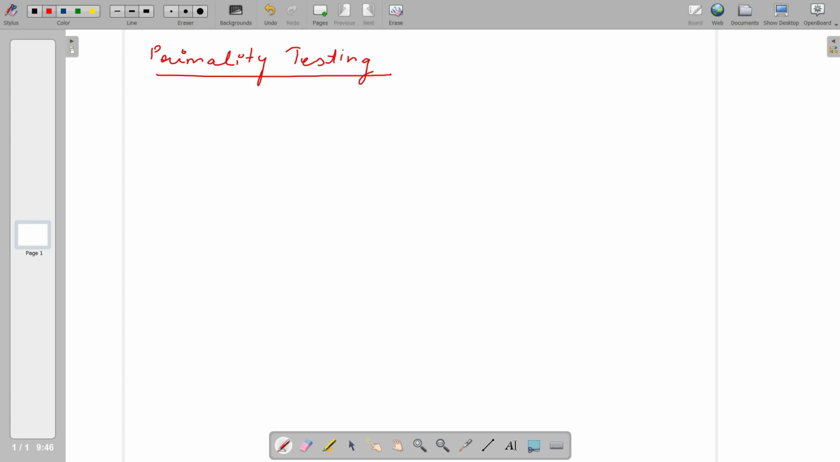So basically the purpose of primality testing is to know whether a given or chosen number is a prime number or not. How can we define a prime number? A prime number P is only divisible by 1 and P. It means if a number is only divisible by 1 and itself, then we can say that number is prime.